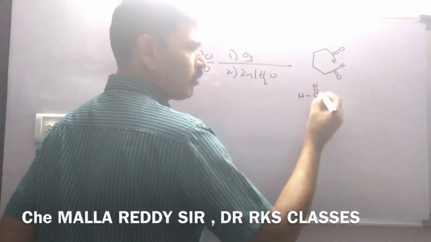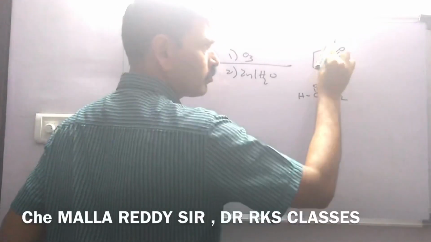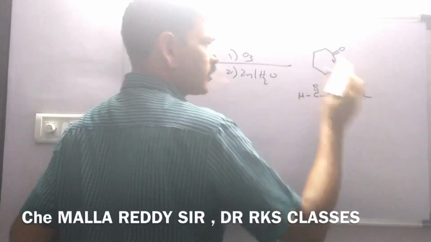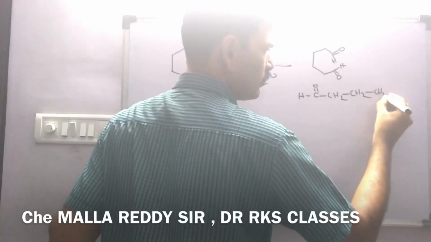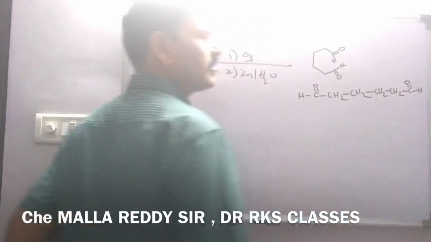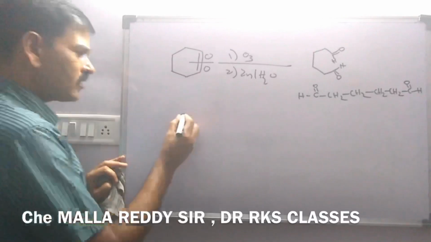Similarly, how to write this one, just observe. HC double bond O, CH2, CH2, CH2, CH2, C double bond O H. This compound is formed.